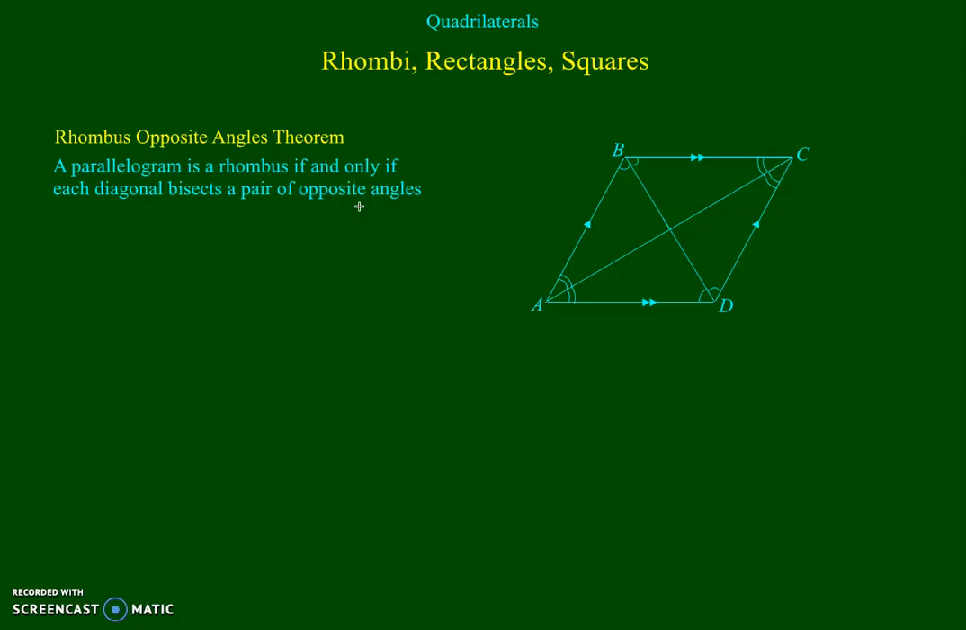What this says is it's a biconditional, and one part says if the diagonals of a parallelogram bisect the opposite angles, then the parallelogram is a rhombus. The other part says if a parallelogram is a rhombus, then the diagonals bisect opposite angles. So to show this theorem, we're going to pick one of those two sides and prove it, just like we've done in the past with the other theorems.